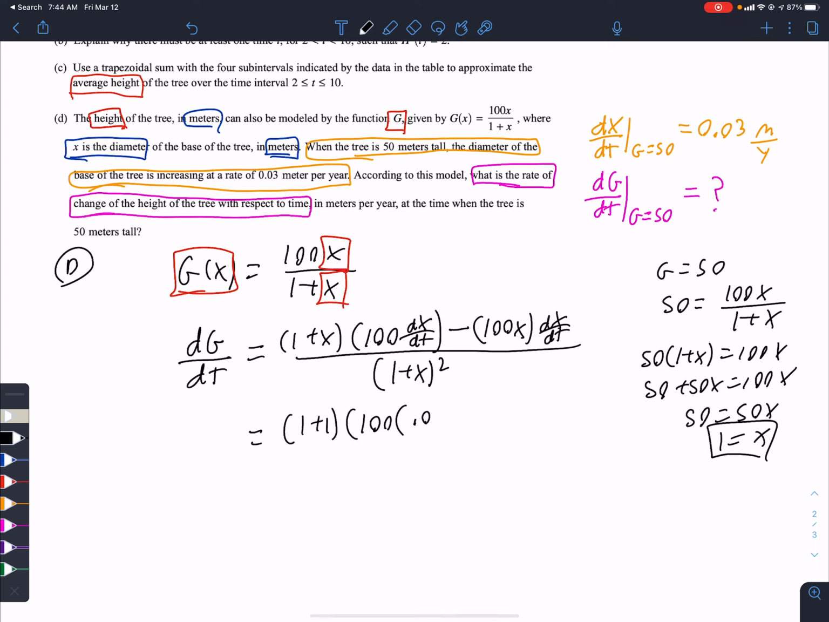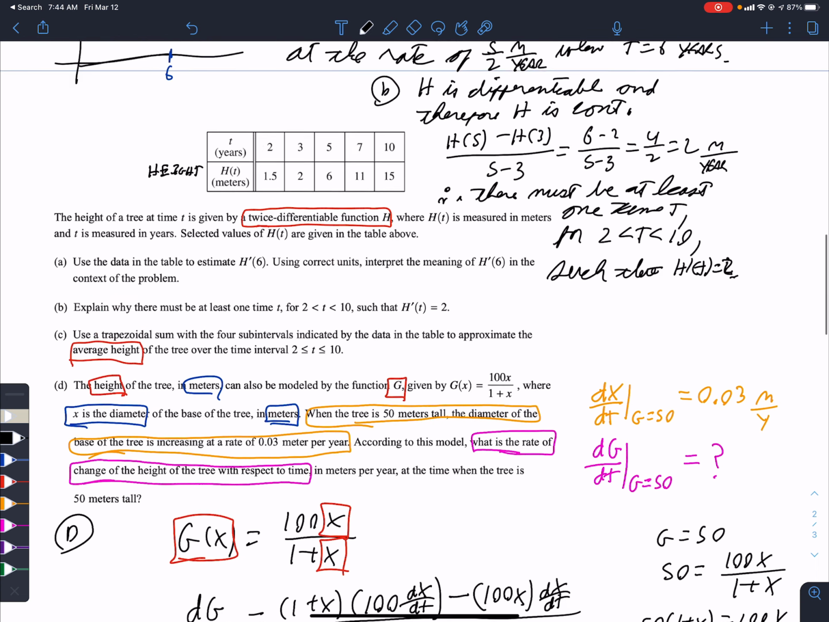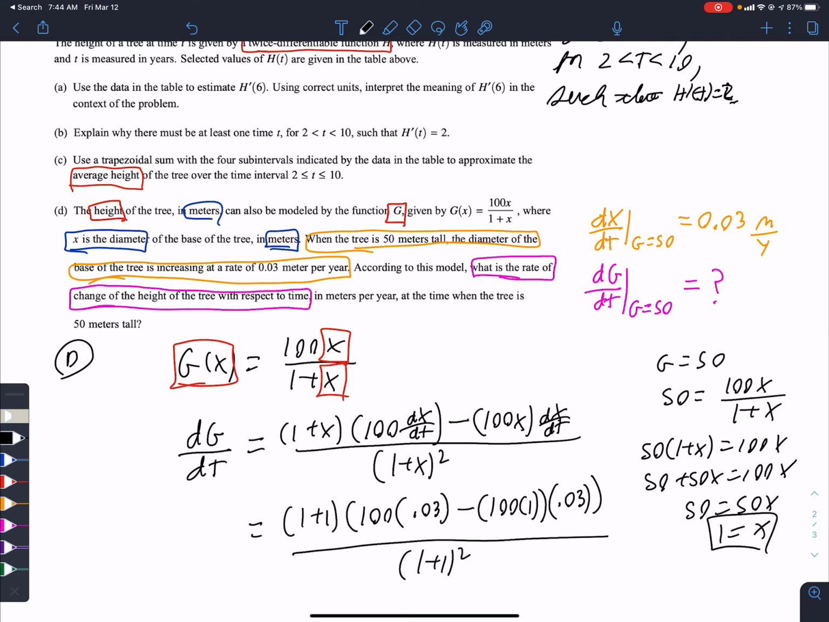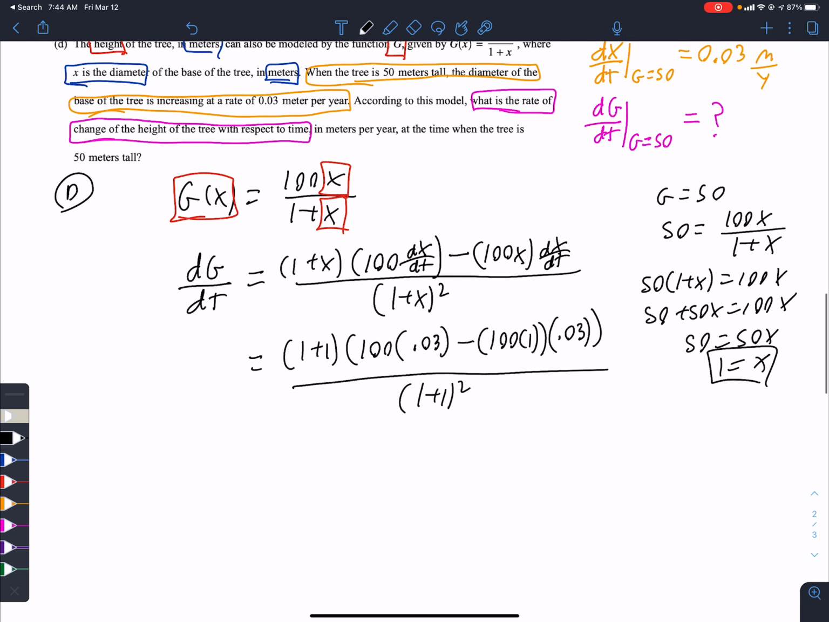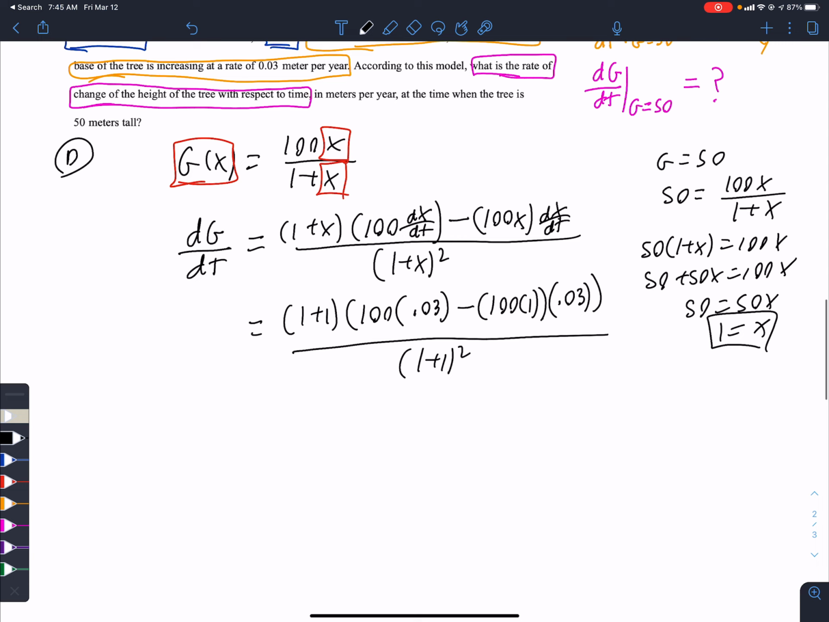So we replace all the x's with 1, and dx/dt with 0.03. I think my parentheses are good there. 1 plus 1 squared. That should be the answer. Let me go ahead and simplify that on the calculator. I know, is this a calculator problem? Let me see. No, it's not a calculator problem. So I would leave my answer like that. Now, rereading the question, according to this model, what is the rate of change of the height of the tree with respect to time in meters per year at the time when the tree is 50 meters tall. So that should be sufficient.